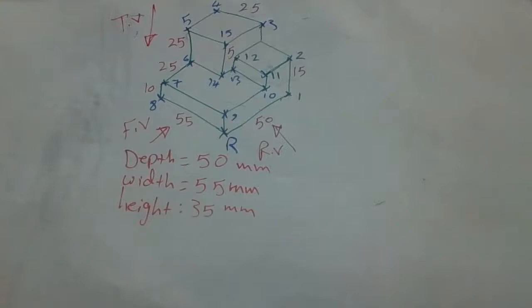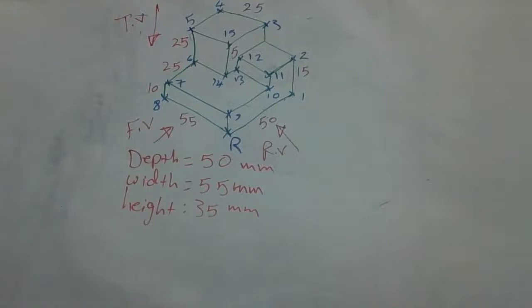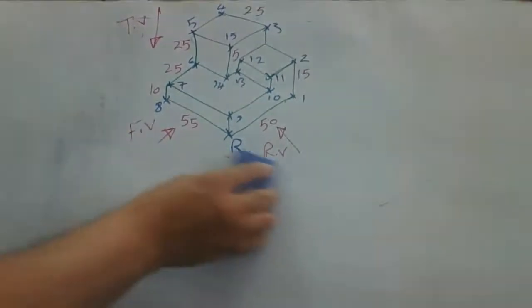First of all, we can determine all of these points. All these points we can assign. Let me choose different colors to draw this shape. Okay, this is the total depth and the total width of the shape.